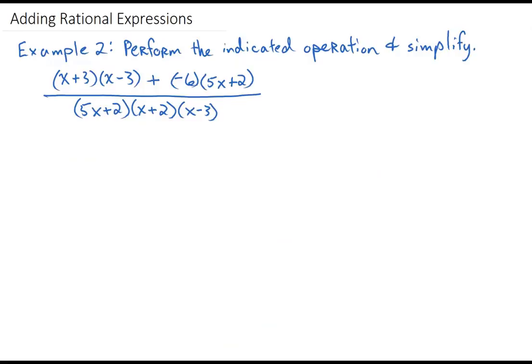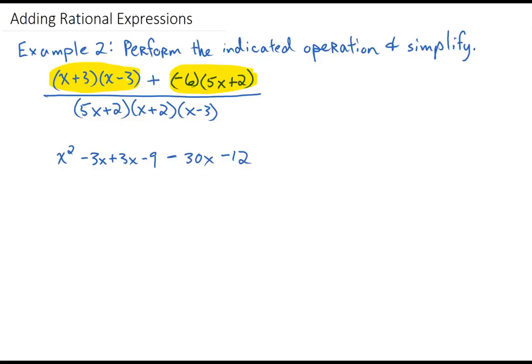Alright, so I cleared out the work I had so far to give myself some room for this simplifying work. So I'm going to start by multiplying these two binomials out. That gives me x squared minus 3x plus 3x minus 9. And then I'm going to multiply the other term out. That gives me minus 30x minus 12.